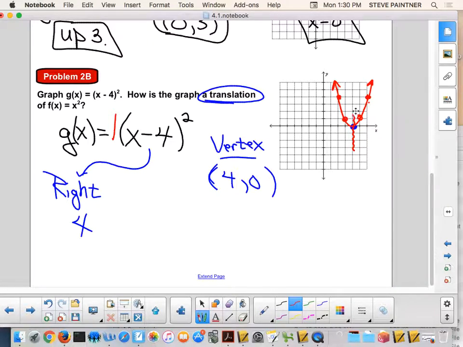Axis of symmetry. X equals what? 4. Axis of symmetry. Yes? Okay. I'm just trying to think if I forgot anything, but I don't think I did. Are you okay?